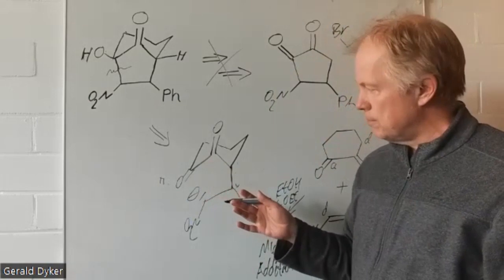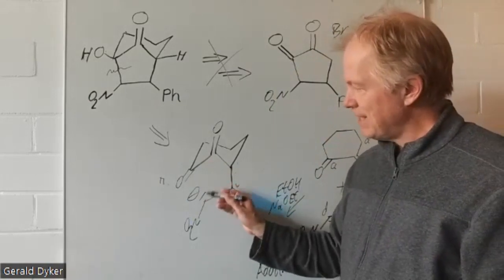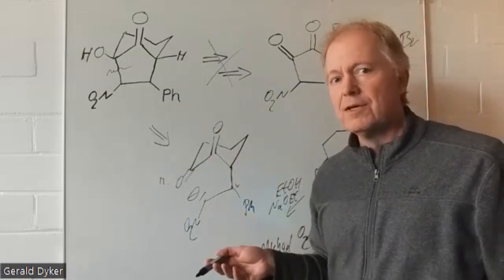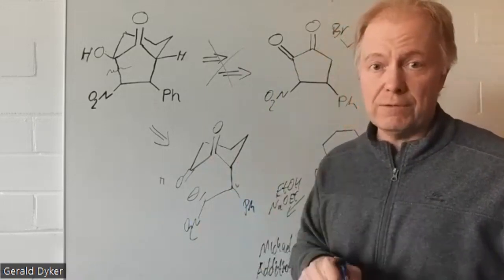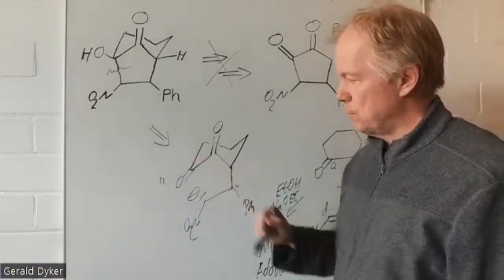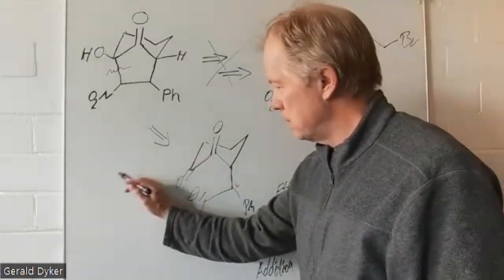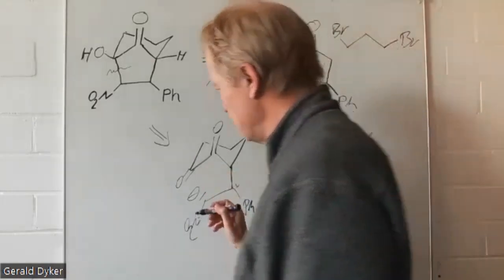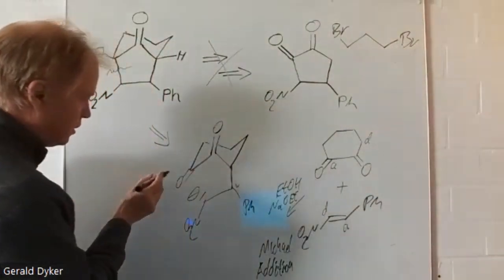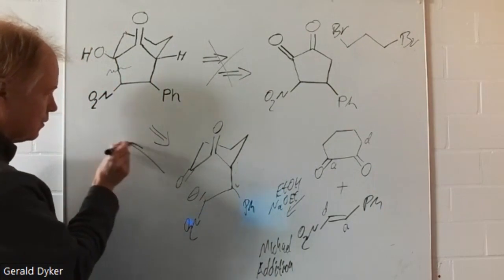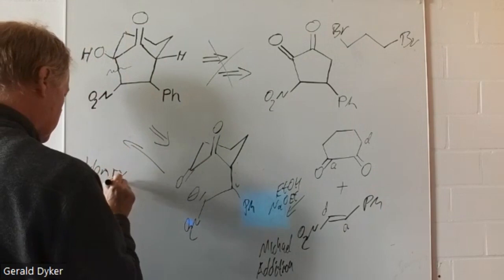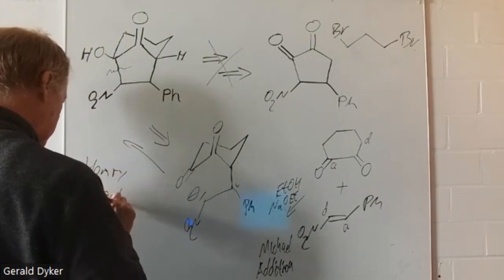Selectivity, no problem, because attacking that carbonyl group would lead to a four-membered ring. This is, of course, disfavored compared to the formation of a five-membered ring. And simply the nucleophilic attack here and protonating afterwards, that is the so-called Henry reaction.